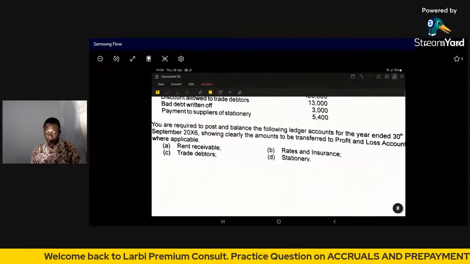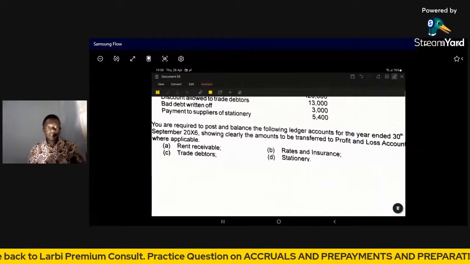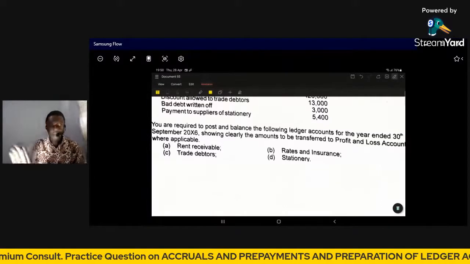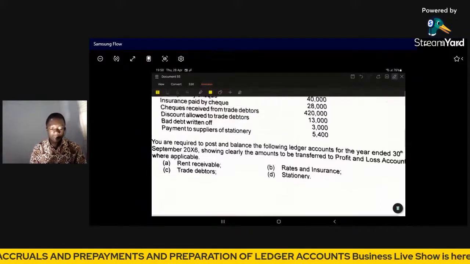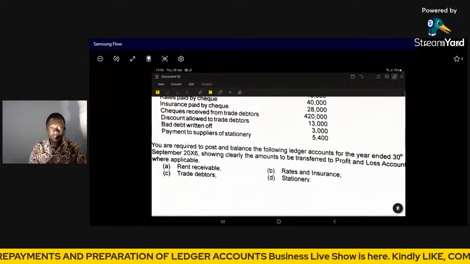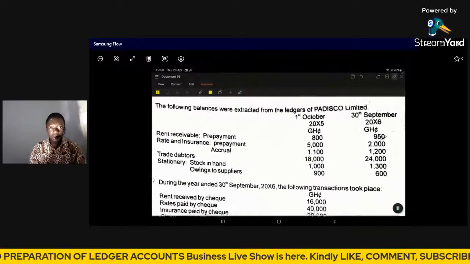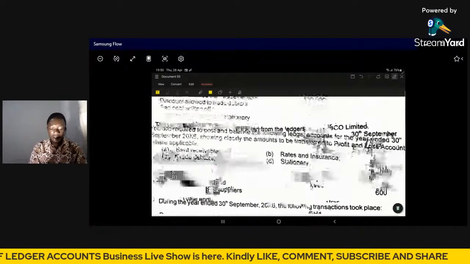All right, so let's take the first word, account. We are asked to prepare what? Rent receivable. So all the information about rent receivable that was provided in this question is what we're going to use to record this transaction. Is that okay? So let's have our rent account shown here.